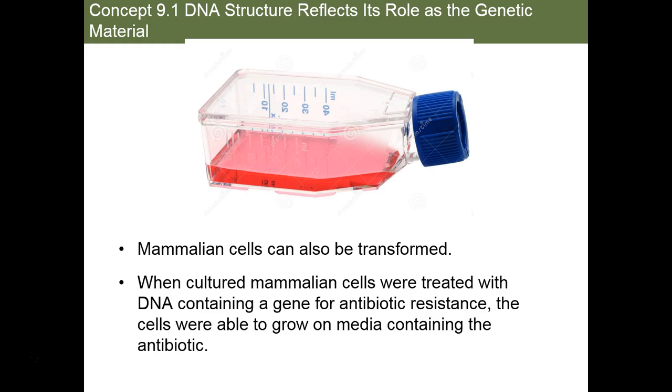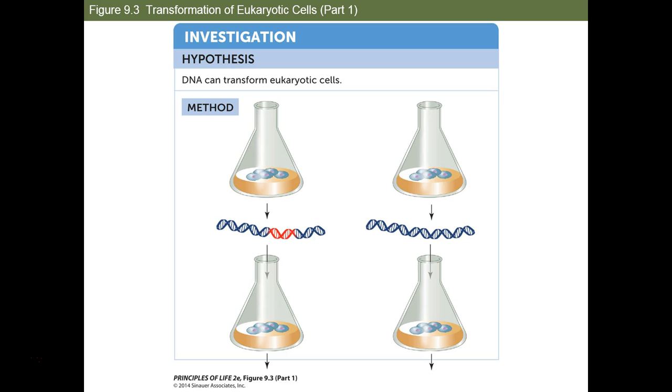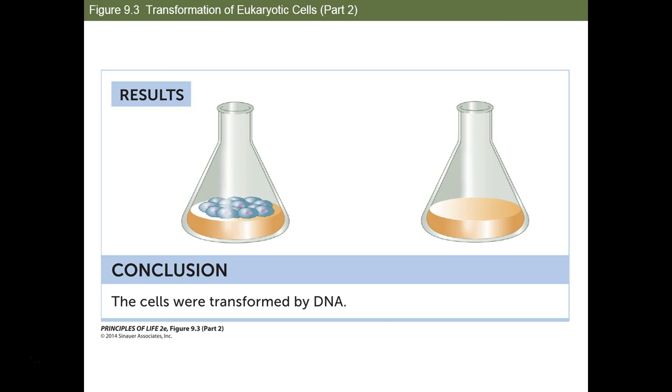Other experiments with mammalian cells showed that they could be transformed as well. By inserting a gene for antibiotic resistance, the cells are able to grow in media containing the antibiotic. Here's a brief diagram of that experiment. Cells in the left beaker had antibiotic genes inserted into them, while the beaker on the right had normal cells. When placed into media with the antibiotic, cells with the resistant genes were able to live, while the ones without the resistant DNA died.